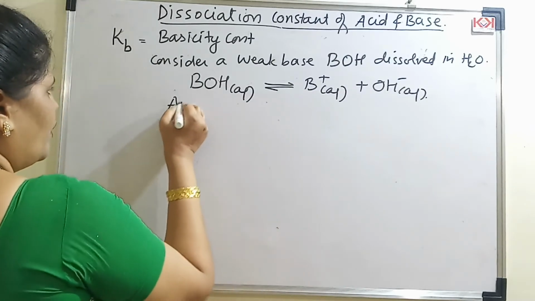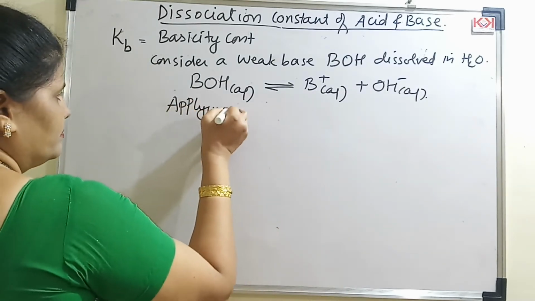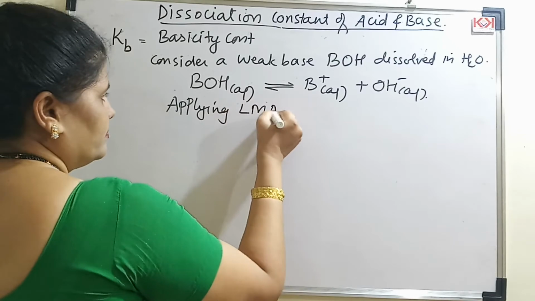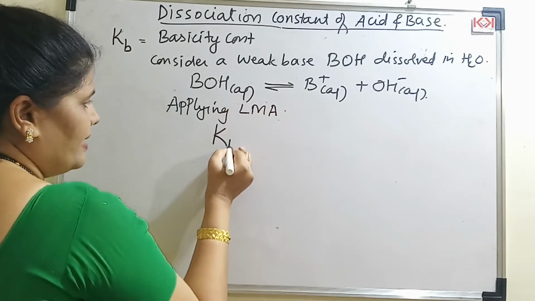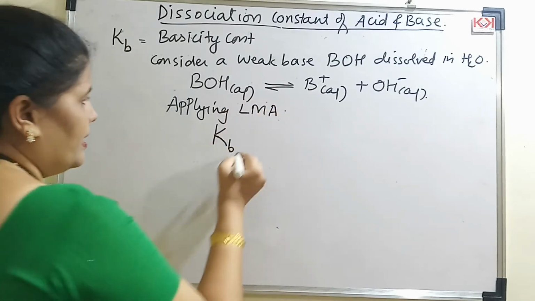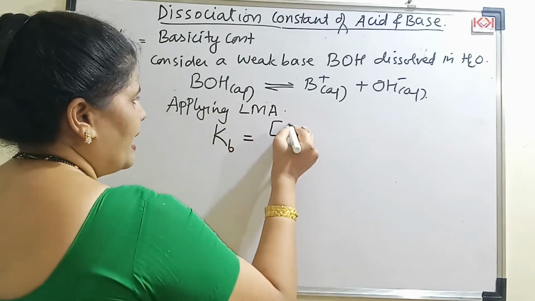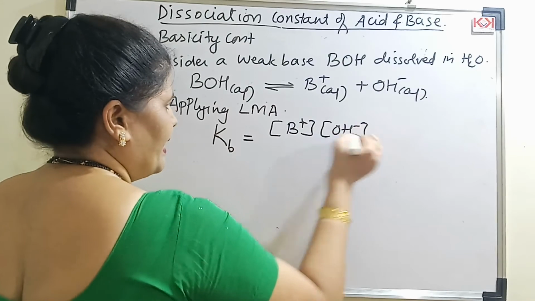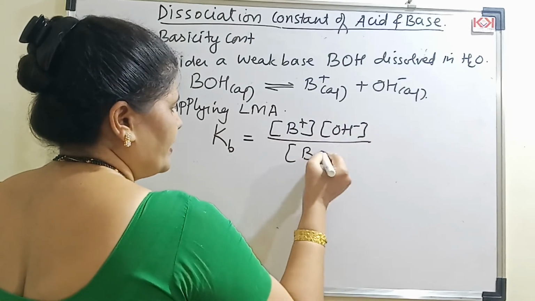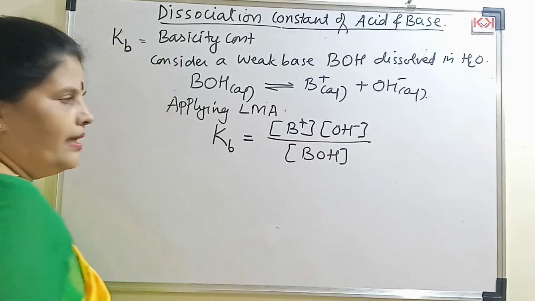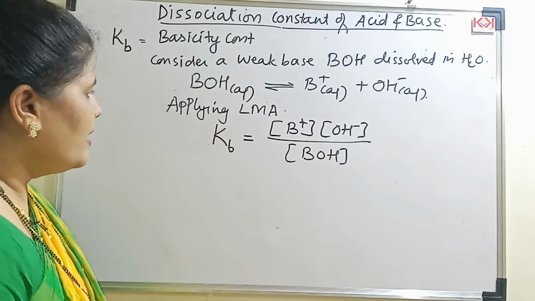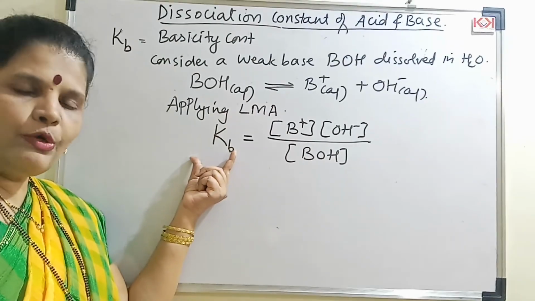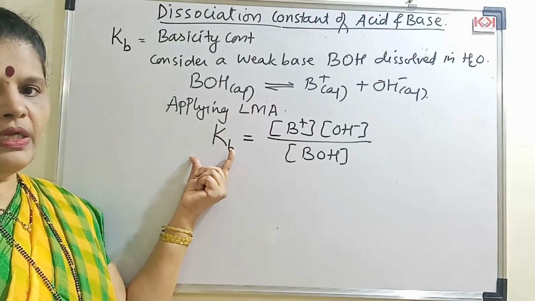Now applying the law of mass action, K, now it's a base, so I am using Kb is equal to the active mass of B plus and the active mass of OH minus ions upon BOH. Right, students? This is what is the basicity constant, also called the dissociation constant of a base.